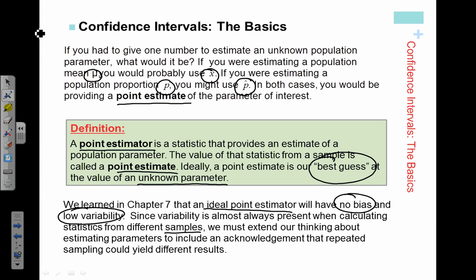So we've got to extend our thinking to include an acknowledgement that repeated sampling could yield different results. What that means is if I take a sample of 20 students, I could get a result, and then I could take a sample of 20 other students and come up with something a little bit different. So just because I take a sample, we've got to take into account that this isn't 100% truth. So notice when we do confidence intervals, we never say 100%, because things can change from sample to sample.